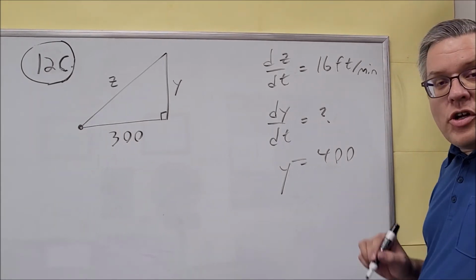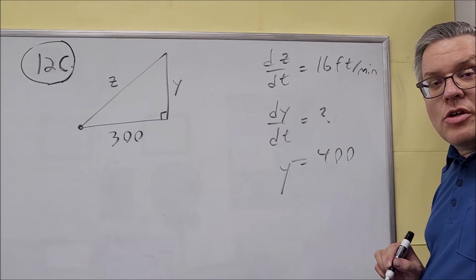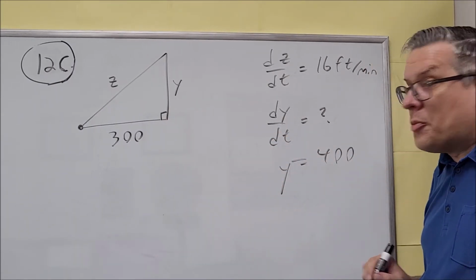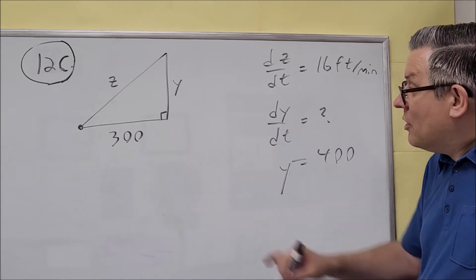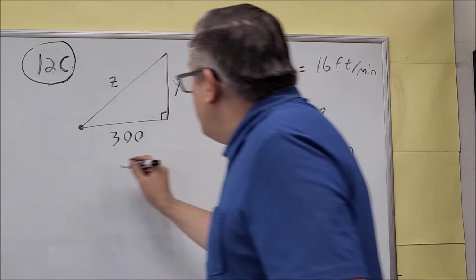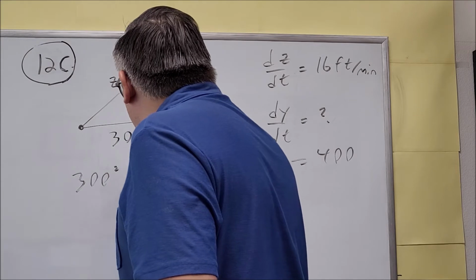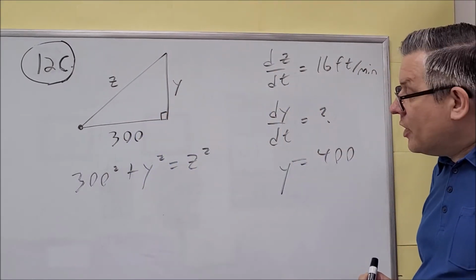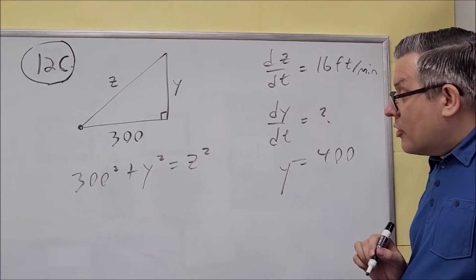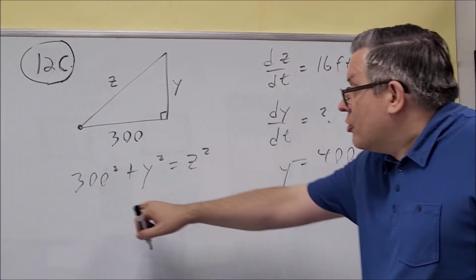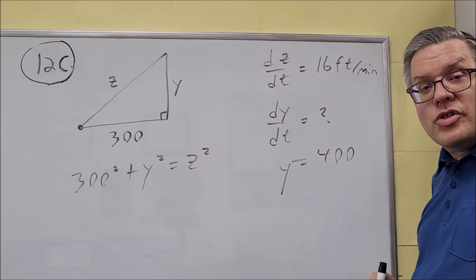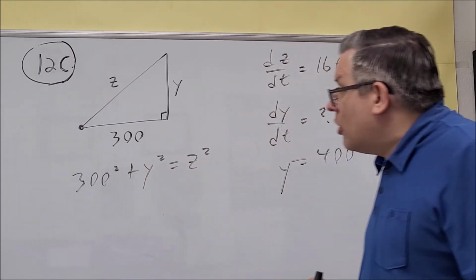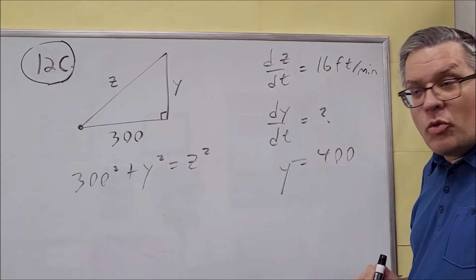So we have to figure out the formula that's going to be used. If you have a right triangle, then you want to use the Pythagorean theorem almost always for these kinds of problems. Let's do that for this one. You're going to do 300 squared plus y squared equals z squared. We're going to take the derivative of all this with respect to time. The derivative of 300 squared is just going to give you a 0, because it's a constant. So that one just goes away. We don't need to worry about it.